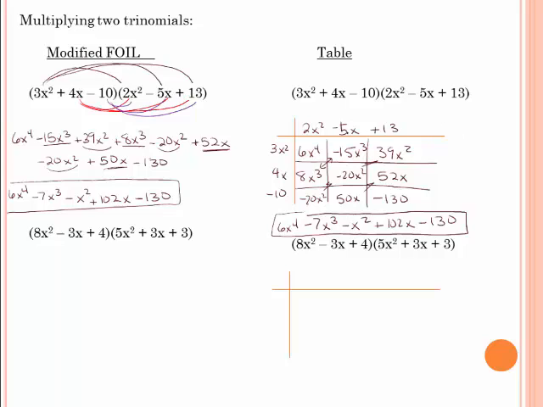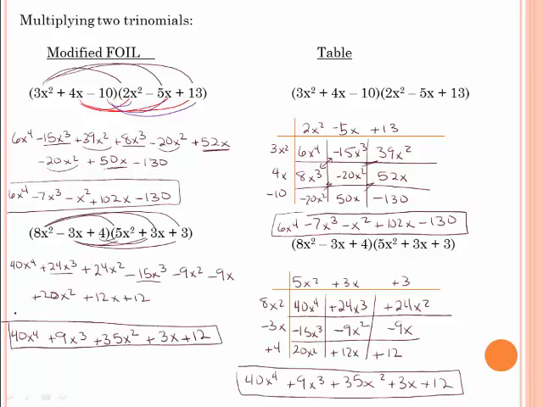So go ahead and pause, try this problem. It's the same problem. You can use either method or both, and then come back and check your answers. Okay, check your answers. And if you did not get the same answer I did, check your multiplication first, and then your addition, and make sure you didn't miss multiplying any terms if you used the modified FOIL.